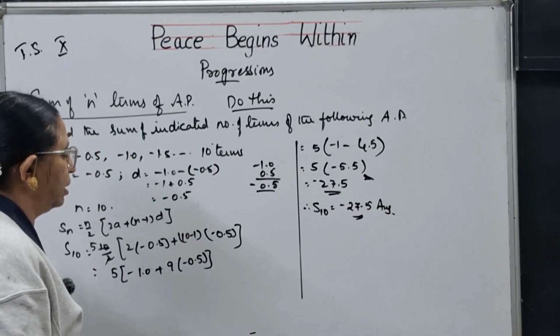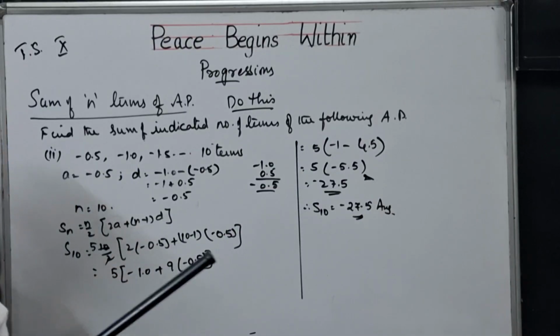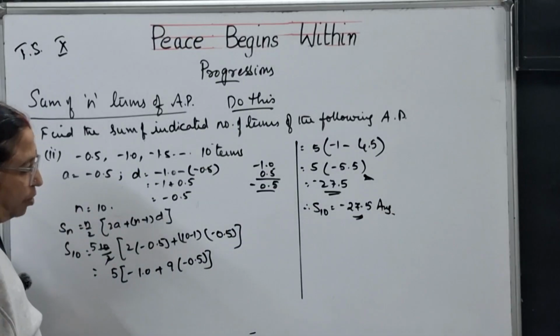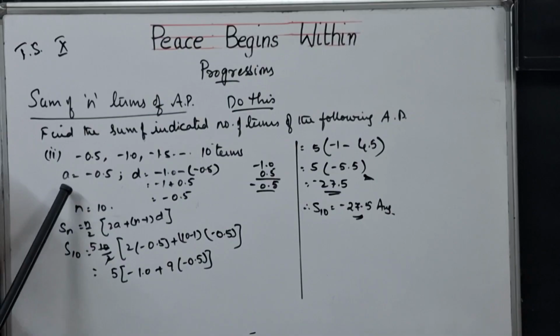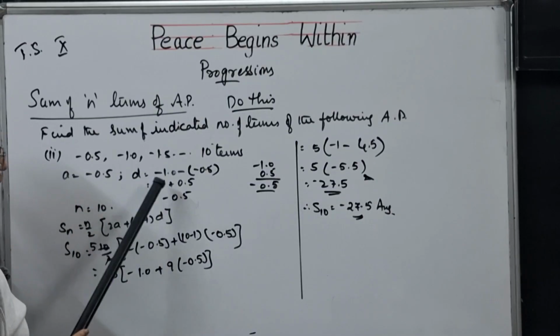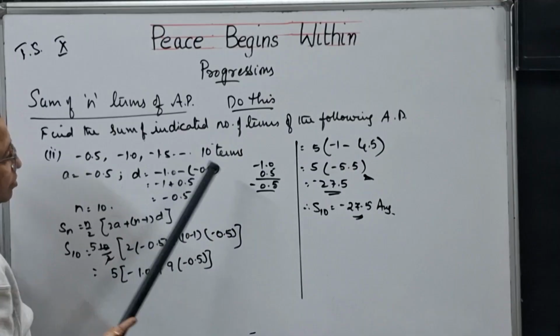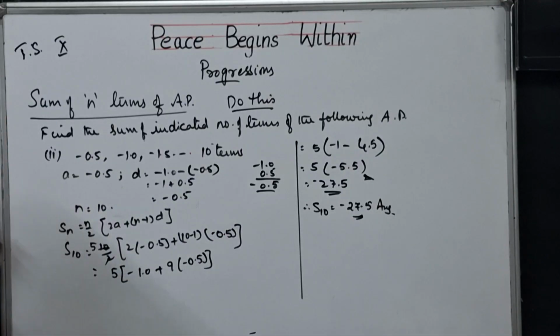So once again, let us see. The given problem is minus 0.5, minus 1, minus 1.5, and so on up to 10 terms. So first term A is minus 0.5. D, the common difference, is minus 1 minus of minus 0.5. Be careful with the signs, children.